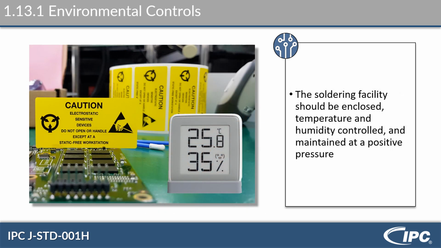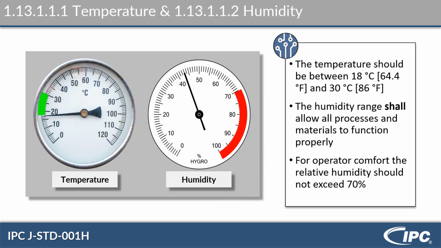Environmental controls. The soldering facility should be enclosed, temperature and humidity controlled, and maintained at a positive pressure. So basically, they want you to be clean, warm, and dry. Temperature should be between 18°C and 30°C, which in American Fahrenheit is about 64 degrees and 86 degrees Fahrenheit.